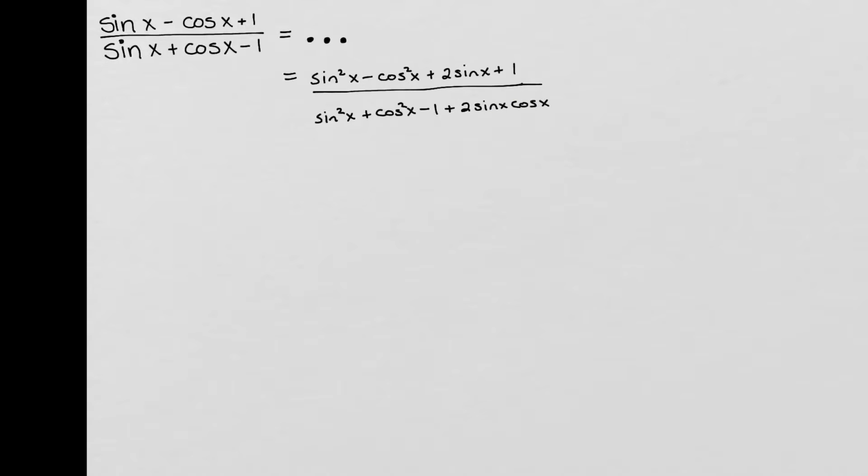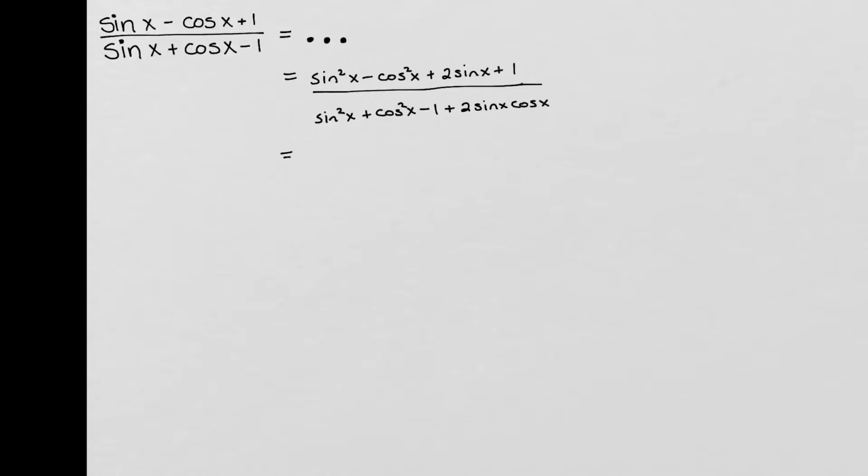Okay, so now I'm ready to start up again here. I've moved over to a separate page. You're going to start seeing that more often where it takes more than one page to do a problem. Okay, so I have sine squared x minus cosine squared x plus 2 sine x plus 1 in the numerator. Not really sure where to go with that. But in the denominator, I can work with the sine squared x plus cosine squared x minus 1 plus 2 sine x cosine x a bit.